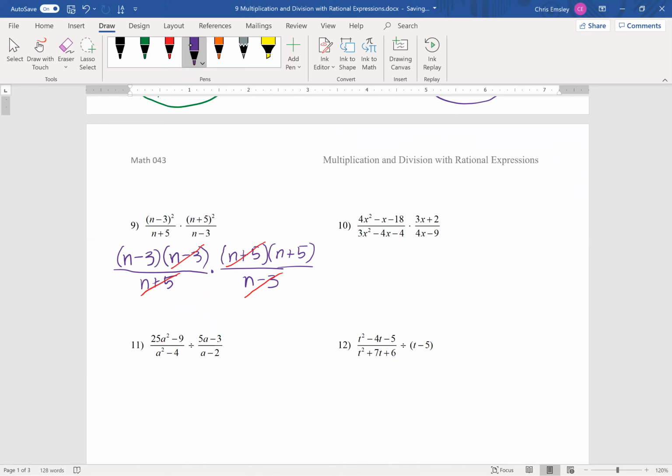So we are left behind with no denominator. Well, the denominator is 1. Oops, I said 1 and I wrote 1. Okay, so we are left behind with n minus 3 and n plus 5 on the top and nothing on the bottom, which we could write over 1, but we don't need to because that just means our answer is n minus 3 times n plus 5.